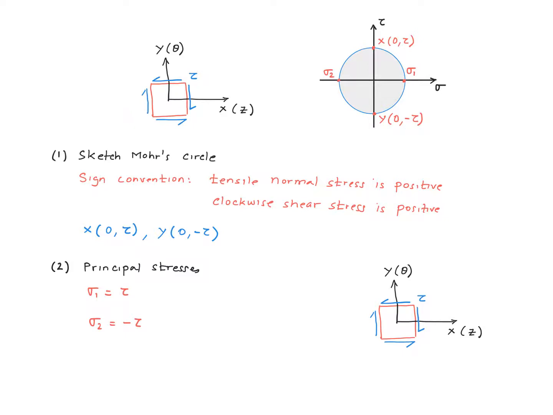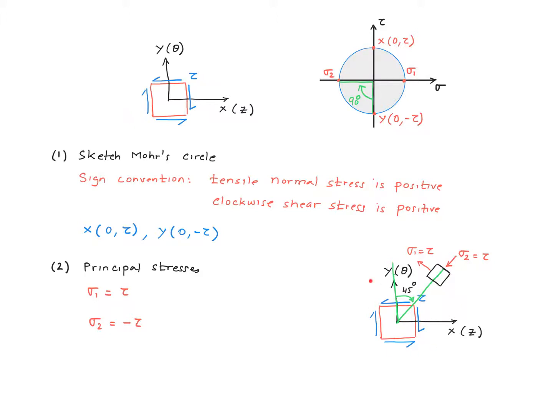It then follows that the major principal stress sigma 1 is tau, and the minor principal stress sigma 2 is minus tau. While there are multiple ways to find the direction of the principal stresses, what I did here is this. I took this radius that points to the y plane and rotated it clockwise through an angle of 90 degrees to get to this point.